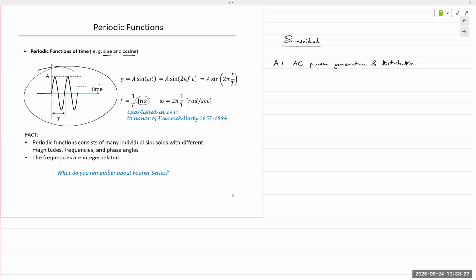Like all AC power generation and distribution. So this is the form that our power outlet voltage would take if you were to measure it for a specific time period. And I'll explain in detail what each one of these terms means. Okay. So forget about the mathematical expression for now. All right.